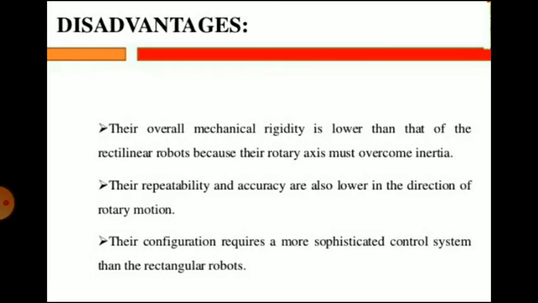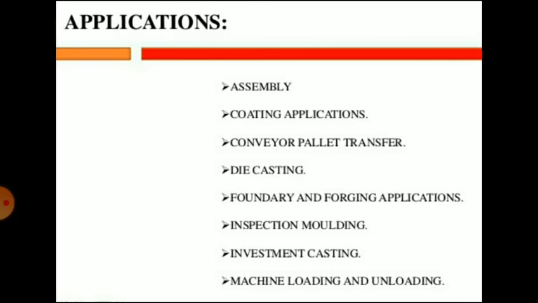Then disadvantages: their overall mechanical rigidity is lower than that of the rectilinear robots because their rotary axis must overcome inertia. Their repeatability and accuracy are also lower in the direction of rotary motion, and their configuration requires more sophisticated control system than the rectangular robots. Then applications: it is used for assembly work, coating applications, conveyor pallet transfer, die casting, foundry and forging applications, inspection of molding, investment casting, and machine loading and unloading.